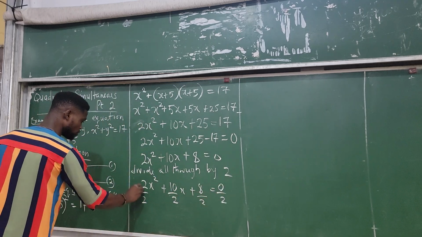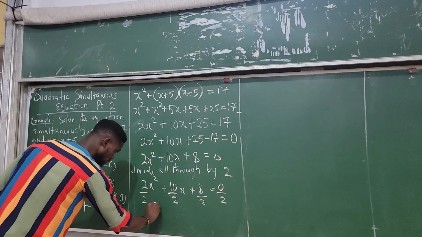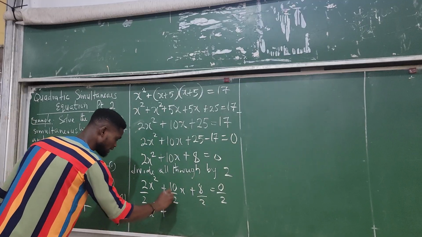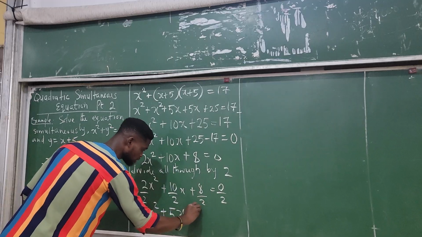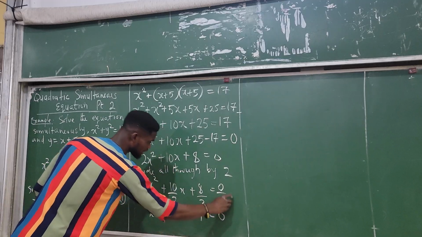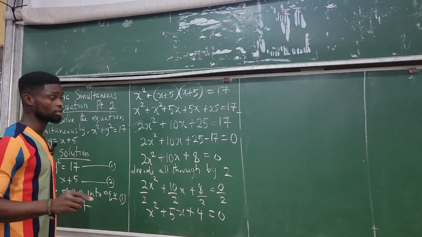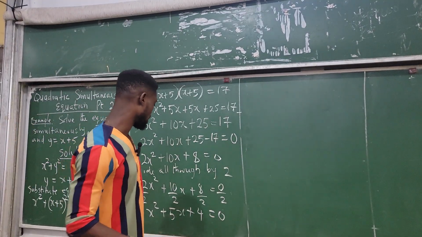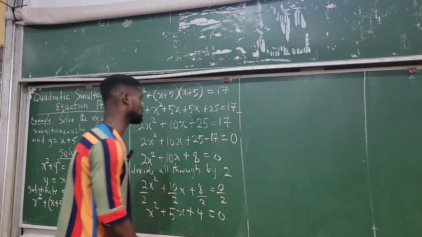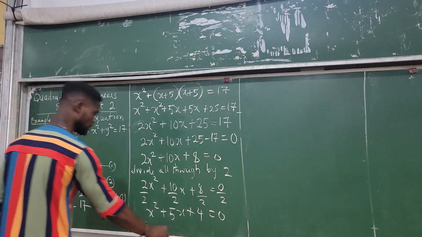So 2 can cancel 2, that is 1. So we have x square plus 10 divided by 2 is 5x plus 8 divided by 2 is 4 is equal to 0 divided by 2 is 0. Anything divided by 0 is 0. Take note of that. So after that, we'll now solve this equation. Let's call it equation 3.